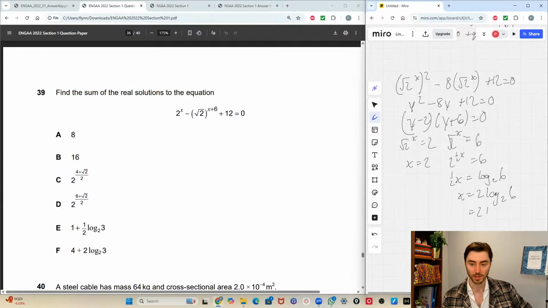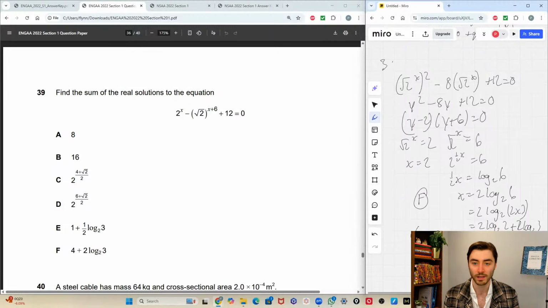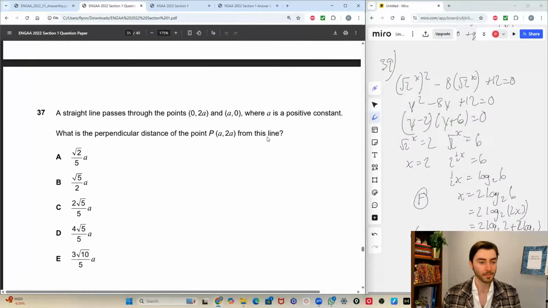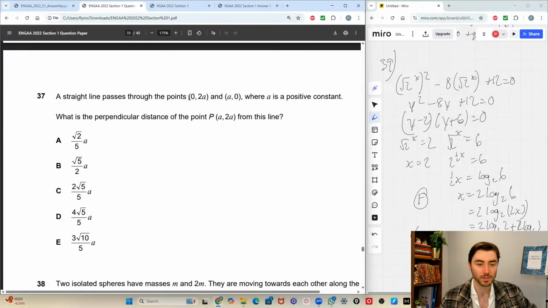But that is 2 log base 2 of 2 times 3, which is equal to 2 log base 2 of 2 plus 2 log base 2 of 3, which is obviously 2 plus 2 log base 2 of 3. So adding them together, you get 4 plus 2 log base 2 of 3, which is F. Ooh, glad I spotted that. And again, that was 39, right? Your damn question number, right? Split. That felt okay.